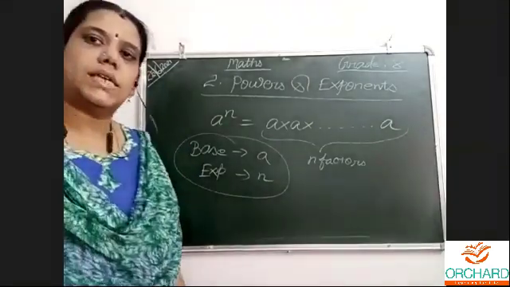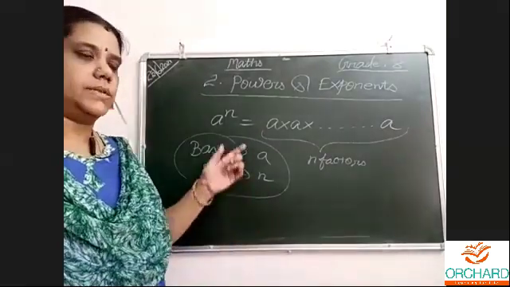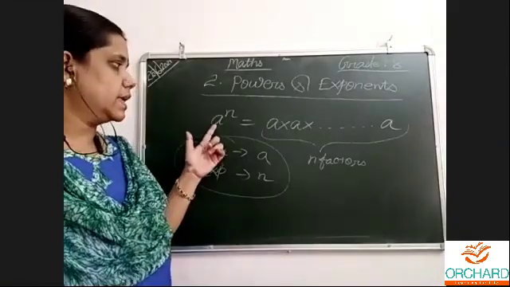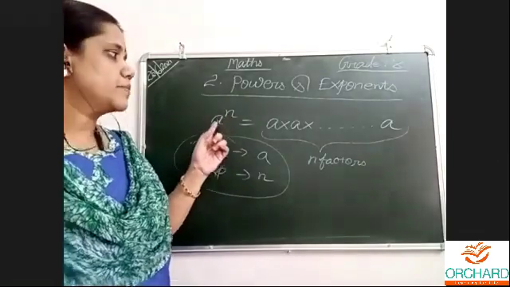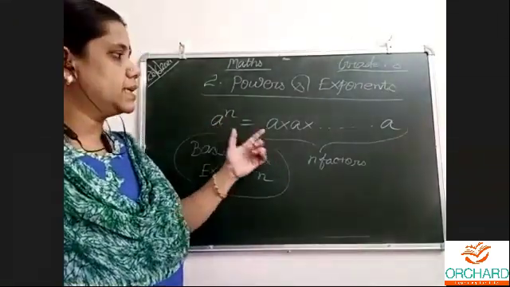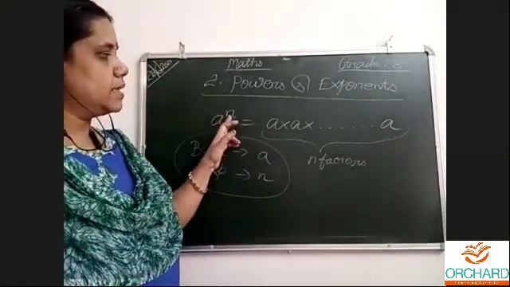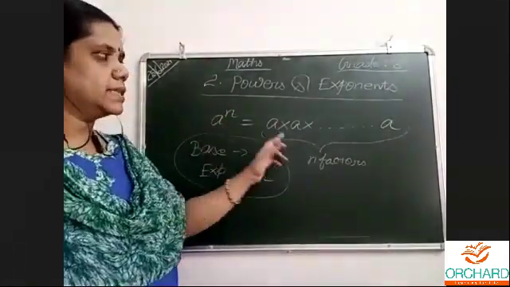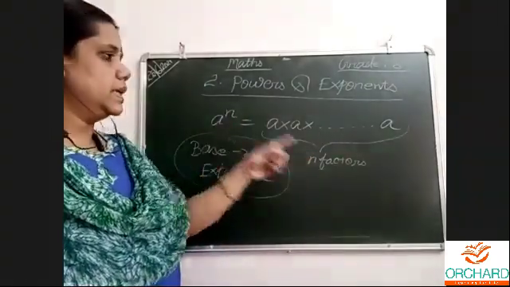Let us see the introduction part for the new chapter, powers and exponents. For example, if a number is there like this, A power n, if it is on the top, we call that as power. A power n can be written as A into A into A, keep on moving. That is, how many times the power is given, that many times this base is repeated. N factors means this many times.